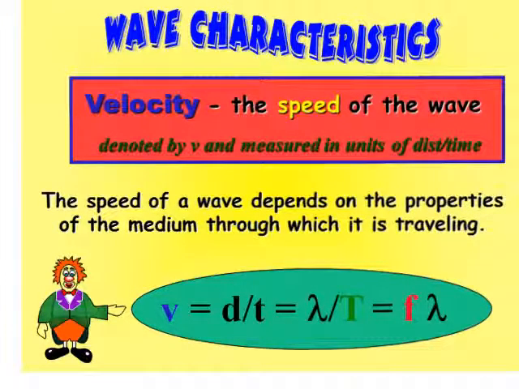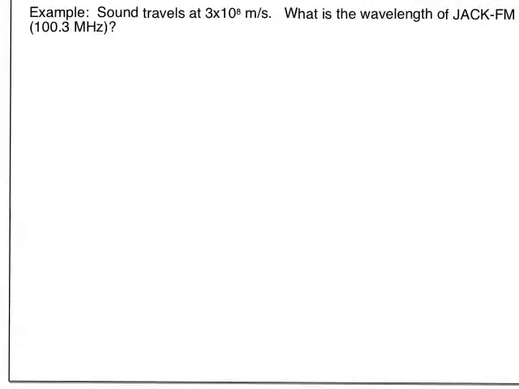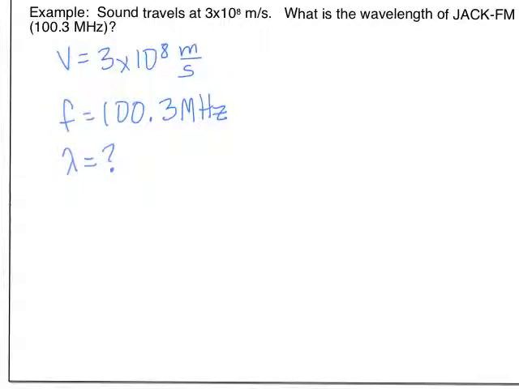So this is just another slide to review the velocity or speed of a wave. It can be wavelength over period or frequency times wavelength. So I have an example problem for you. My favorite radio station is Jack FM, so I picked that one to be our frequency. Sound travels at 3 × 10⁸ meters per second, and we are looking for the wavelength of this particular radio station. So I've labeled all of my quantities.